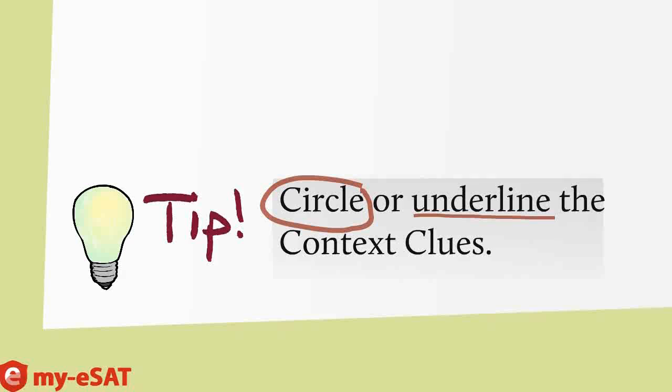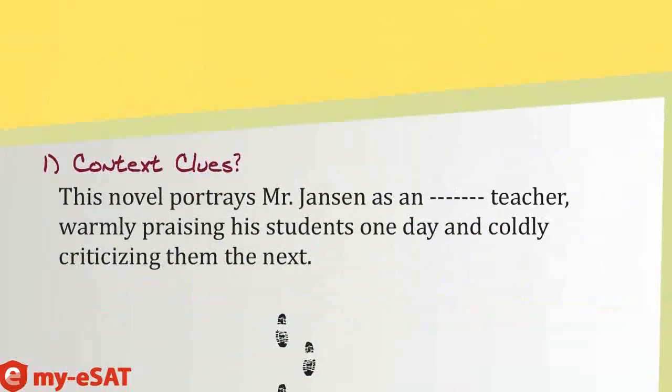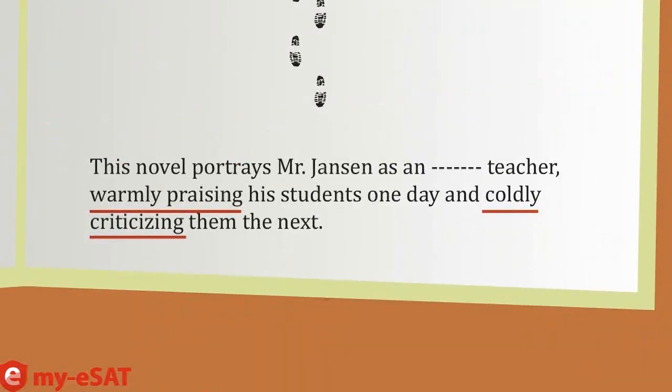For example, in the following sentence completion problem, can you find the context clue? This novel portrays Mr. Jensen as a blank teacher, warmly praising his students one day and coldly criticizing them the next. In this example, you might underline warmly praising and coldly criticizing.